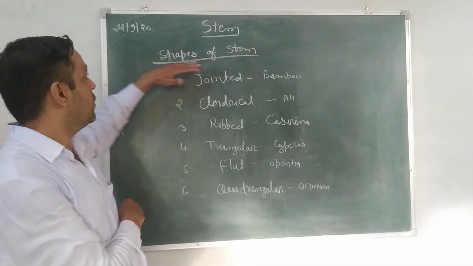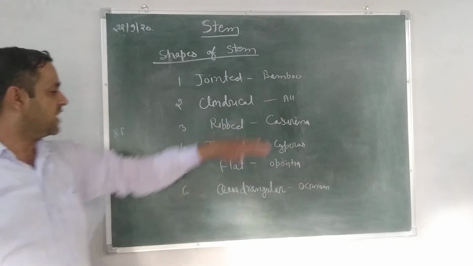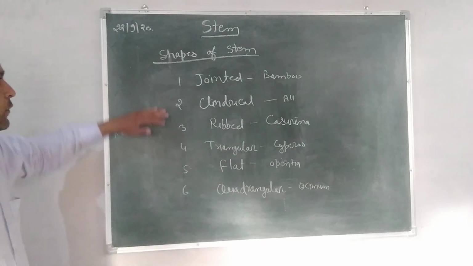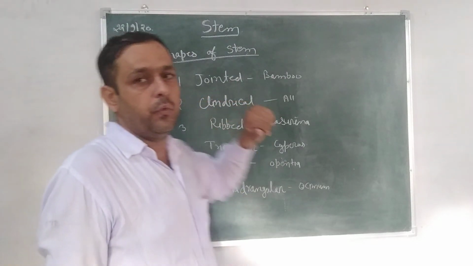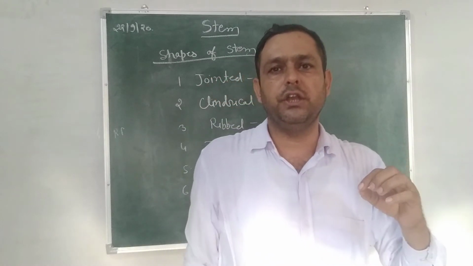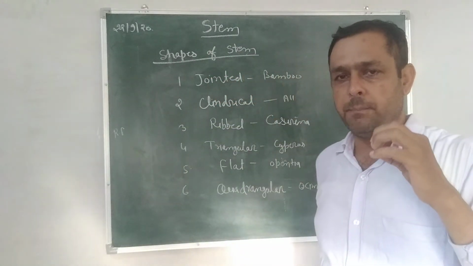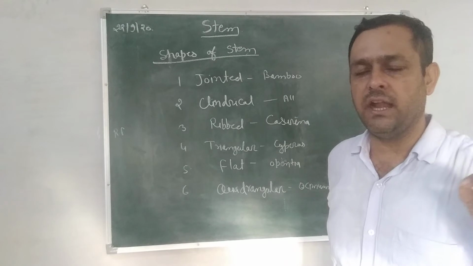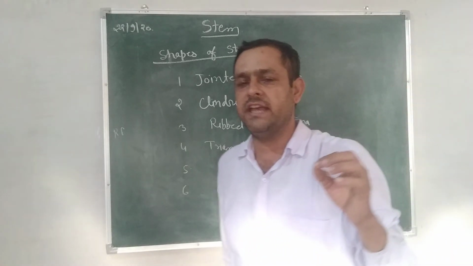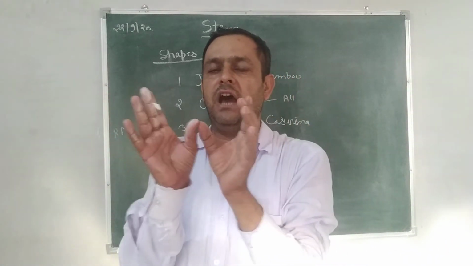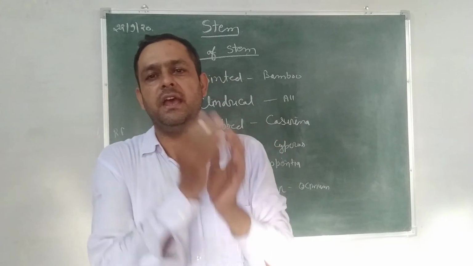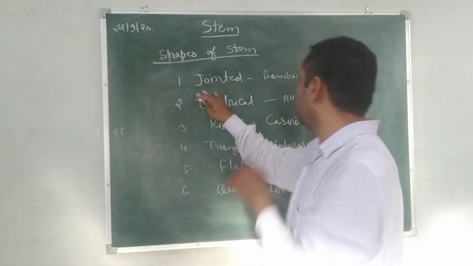Now on the basis of shape of stem, stems are of these types. First of all, jointed. Whenever the nodes and internodes are separately shown on the stem, and the stem looks like different parts jointed together to make a stem, then it is called jointed.